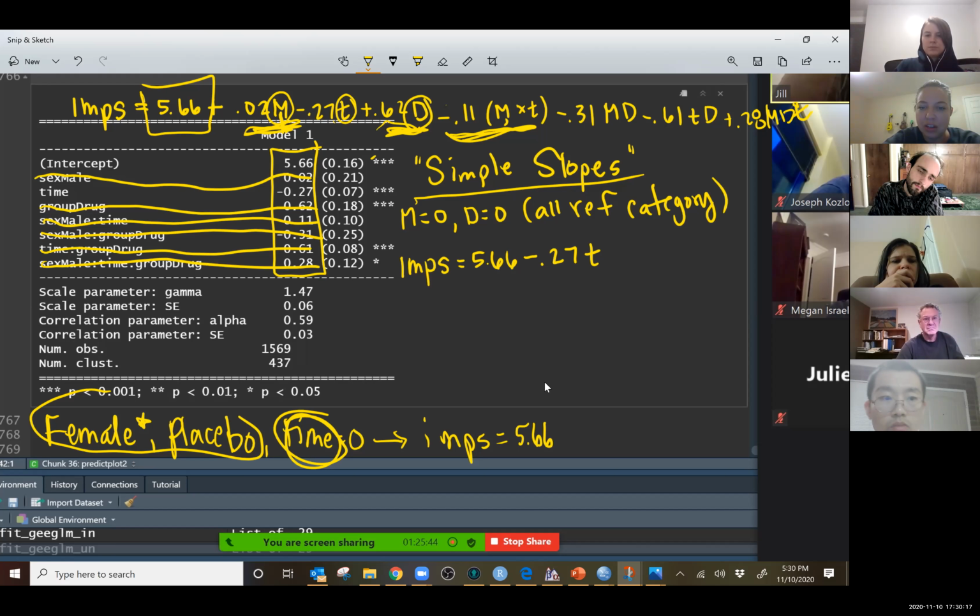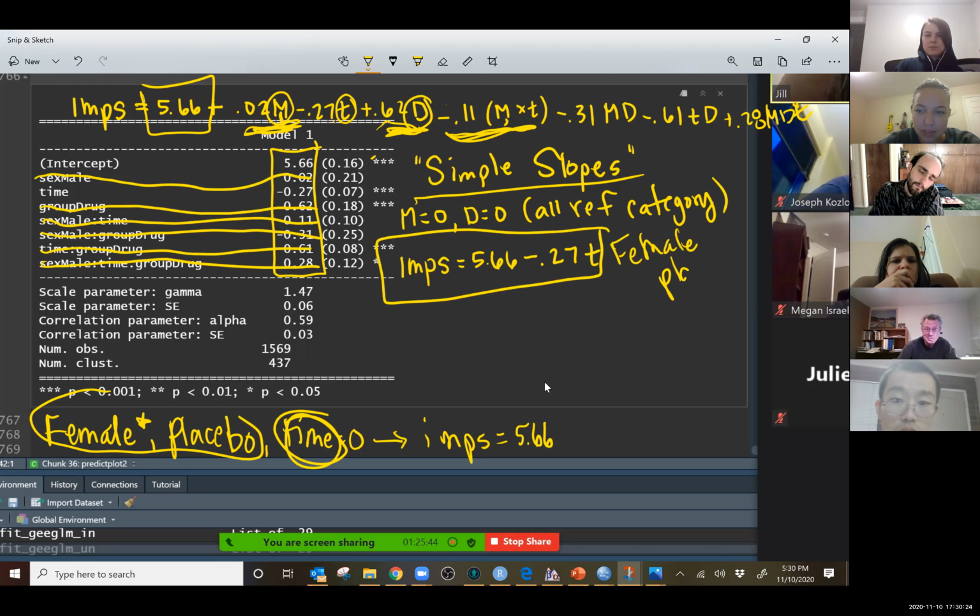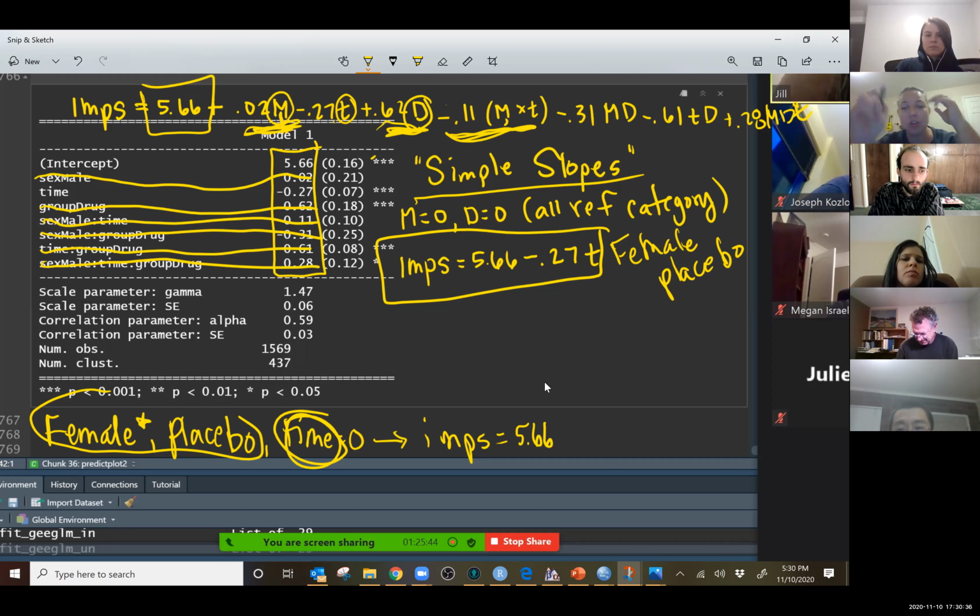So this is the equation for the females taking the placebo. The slope ends up being the easiest to calculate for all reference groups, if you're referenced for all the categorical variables. So the female placebo group would start at 5.66 at time 0, which doesn't make any sense here, and it's going to go down 0.27 each time point. So this is our simple slope, or our slope for the female placebo group.